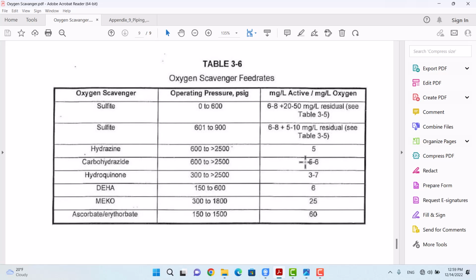So it depends on your plant. It depends on these three parameters. Use this table as general guidelines, and of course all of these oxygen scavengers are listed here in order to select the best type of oxygen scavenger for your unit.